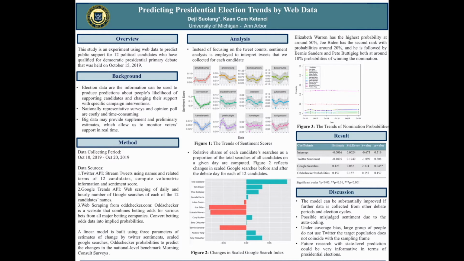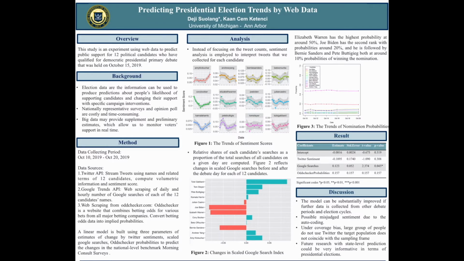The second, the Google API, provides daily and hourly relative counts of Google searches for each candidate. We would expect relative increases or decreases in Google searches to be indicative of the rising or falling popularity of that candidate. And lastly, Odds Checker. It's a website that combines betting odds from around 20 major betting companies. We read their data into R and compute average odds for each candidate.